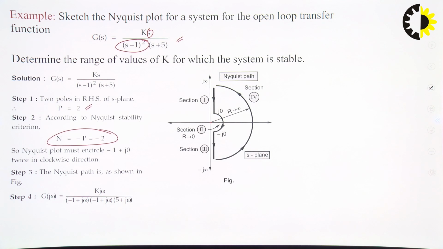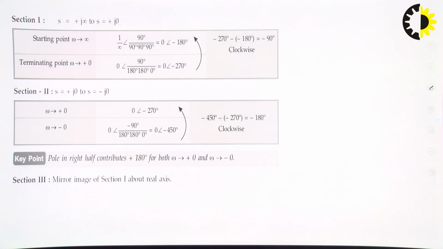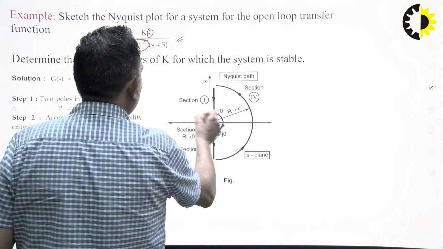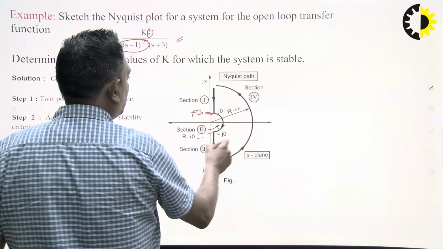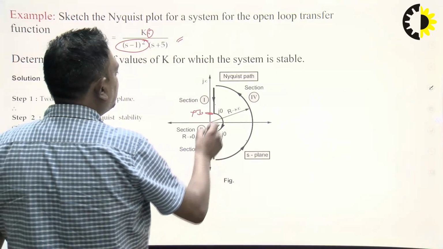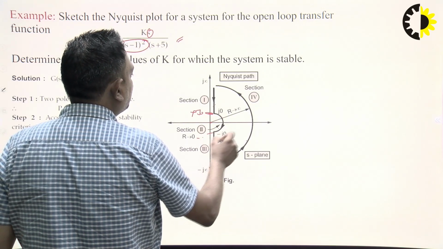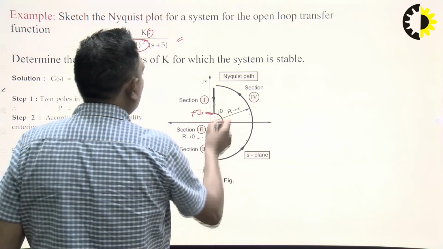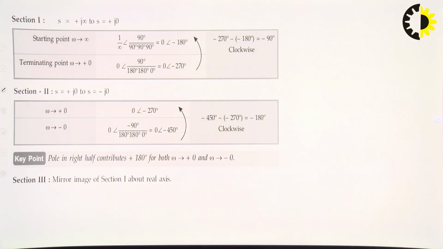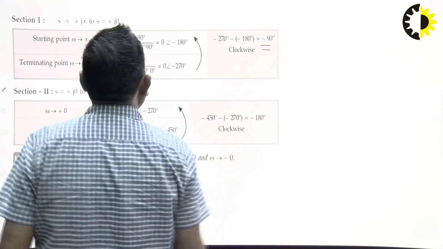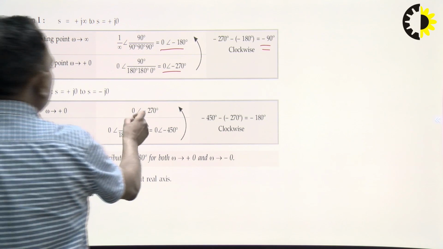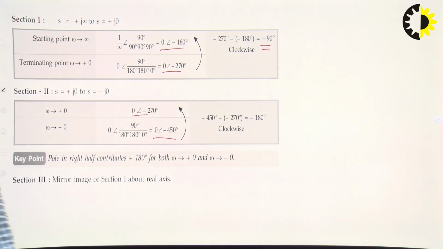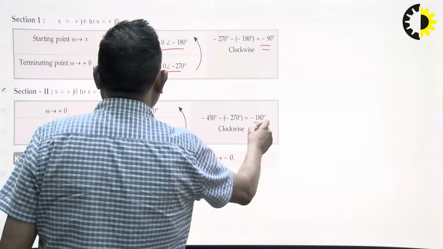Put S equals j omega in this equation and rationalize it. When you rationalize it, the first section is at plus j0 and another section is at minus j0. So there are four sections, 1, 2, 3 and 4. 1 and 3 are mirror images of each other. 4 is basically an origin. So we'll analyze section 1 and section 2. In section 1, we have a minus 90-degree angle, then 0 to minus 180, 0 to minus 270, and here 0 to minus 270 and 0 to minus 450. Or you can say minus 180 degrees in the clockwise direction.